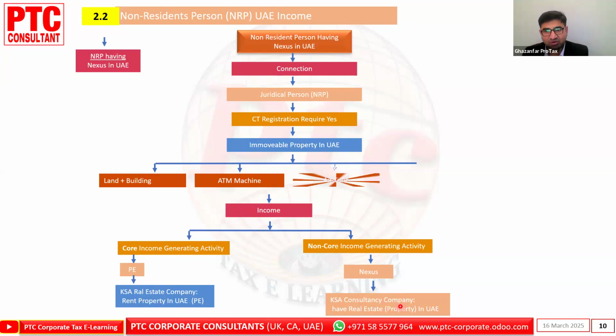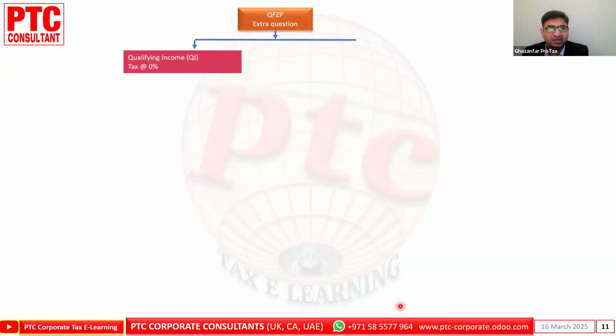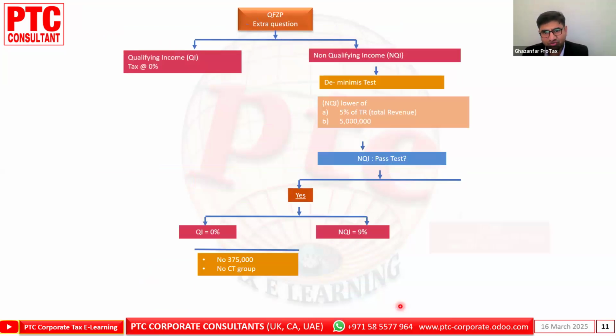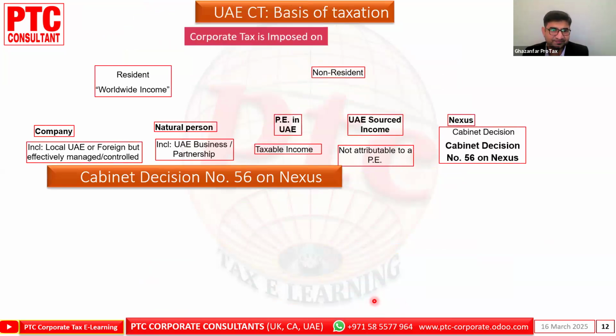Okay, now the next part we already understood. Here one free zone point is coming. We will understand it later, when we reach the point where we need it. Okay, cabinet decision 56, because I'm going to cover the nexus.